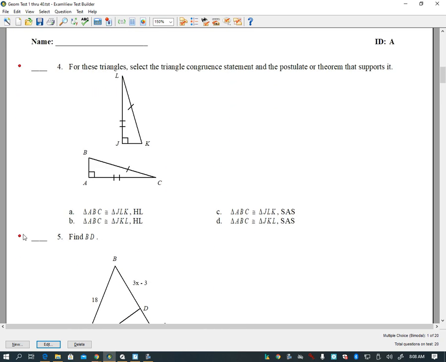later on. Okay, for these triangles, select the triangle congruent statement and the postulate or theorem that supports it. Okay, here you have to be fairly careful because there's some things that look similar but are not. Notice how they all start with ABC, ABC, ABC, correct? So if I've got A, B, C, then it matters what corresponds to A. See how I have A here? What corresponds to A over here? J. Okay, so J. I got B. What corresponds to B? K. Okay, then obviously L corresponds to C, correct?